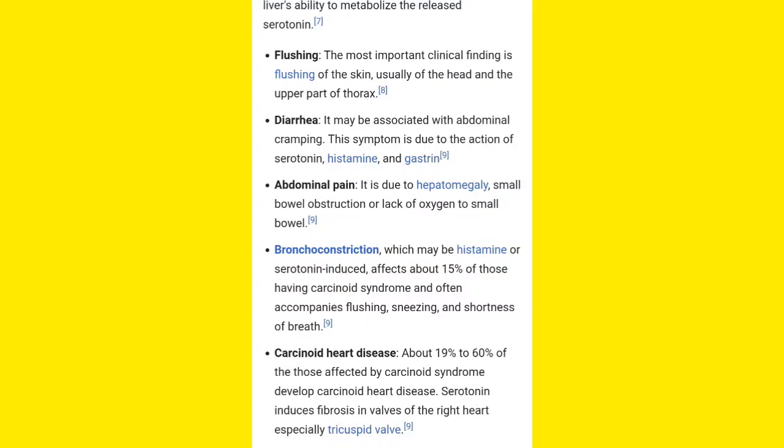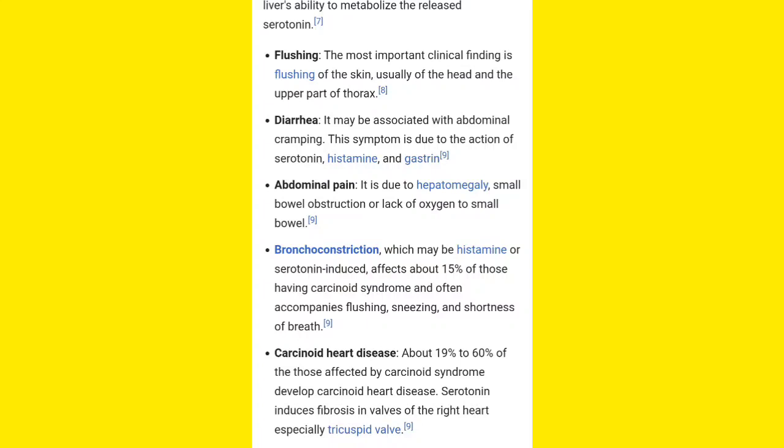And also you can find the small bowel obstruction. You can find SBO. SBO means small bowel obstruction. Why does small bowel obstruction happen? Basically all these reasons are because of the tumors. Because of the tumors, the small bowel can get obstructed and you can get small bowel obstruction. Or you can also get lack of oxygen in the small bowel.